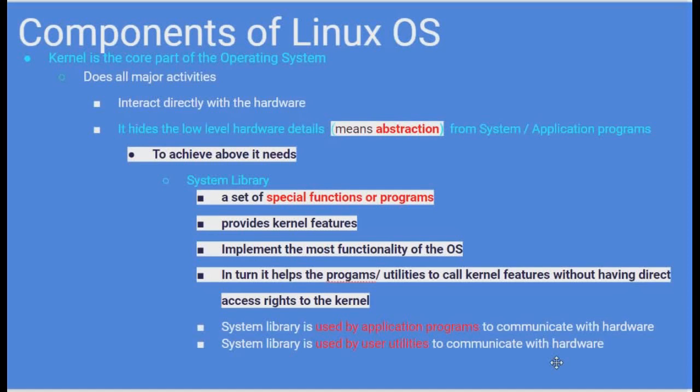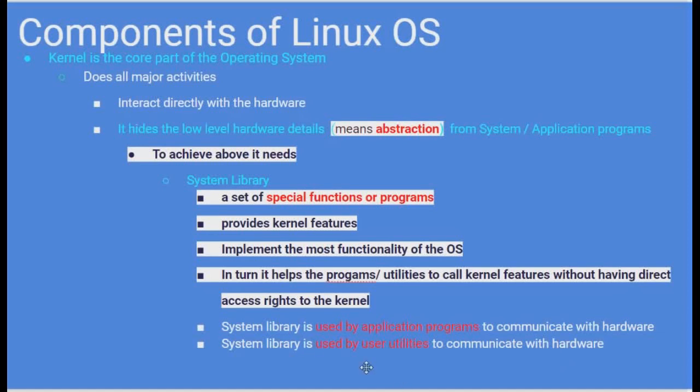Any program or utility can use the kernel features without having direct access to the kernel. For example, it can call a kernel function, but it won't have access to call the kernel feature directly. How is that possible? Every program or utility has access to the system library, and that system library has special functions with access to the kernel area. So the program or utility calls the system library, and the system library has access to the kernel. That's why it can do things it doesn't even have access to.